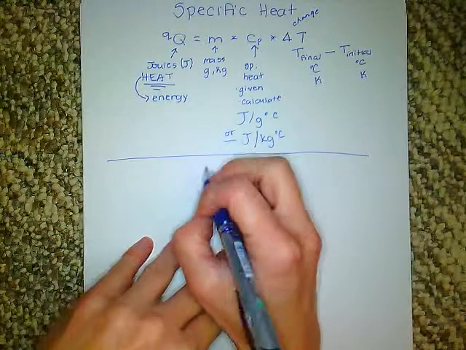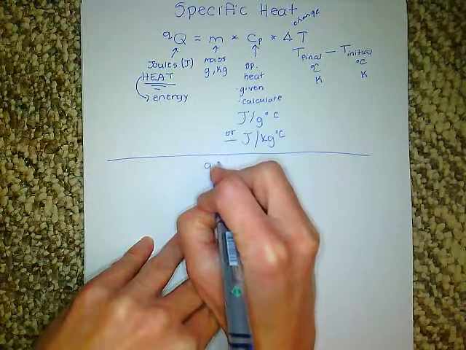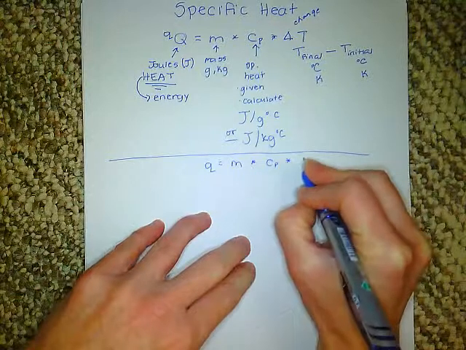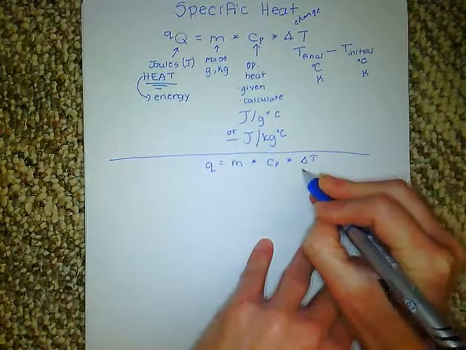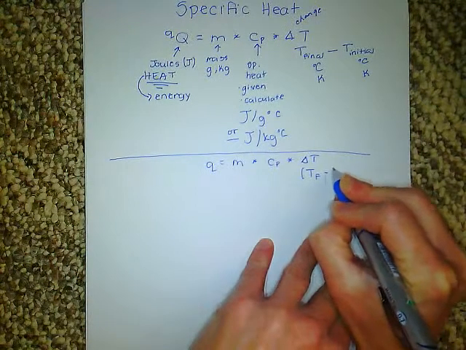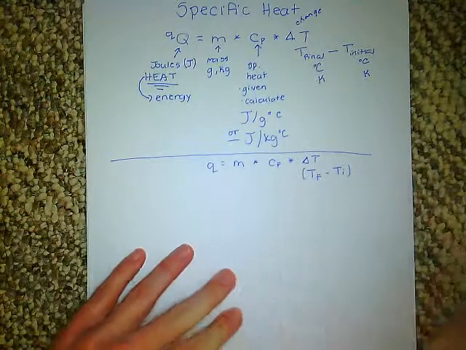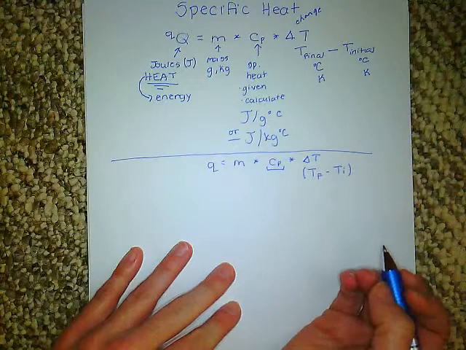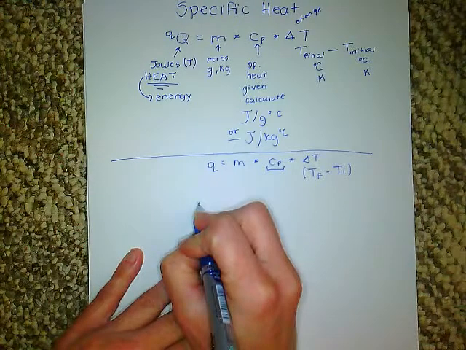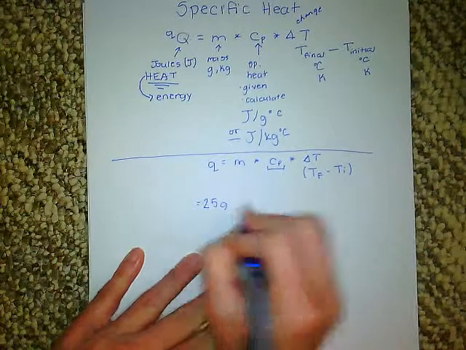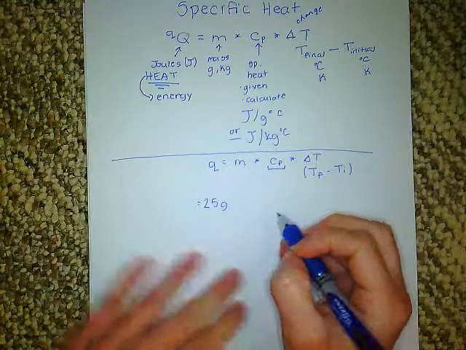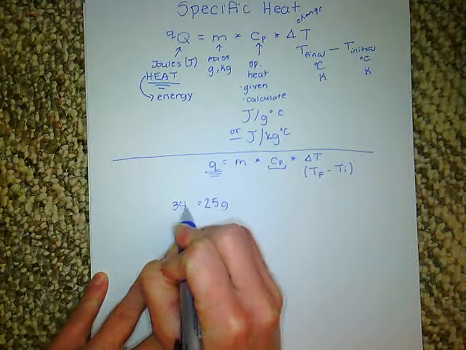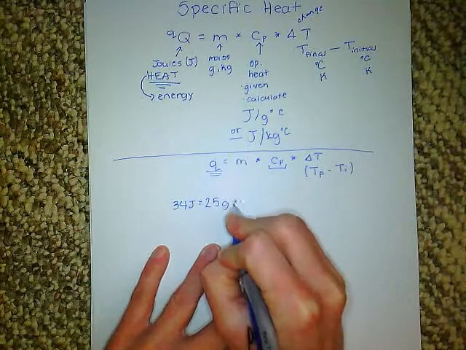Especially for people who are weaker in math, I always start by writing out my formula. So I've got Q equals mass times specific heat times delta T. And keep in mind that delta T is actually just the final temperature minus the initial temperature. So I'm looking for specific heat. This is my unknown that I'm going to be solving for. It says the substance is 25 grams, so I'm going to plug in 25 grams. It says that it absorbs 34 joules of heat, so I'm going to plug in 34 joules right there.